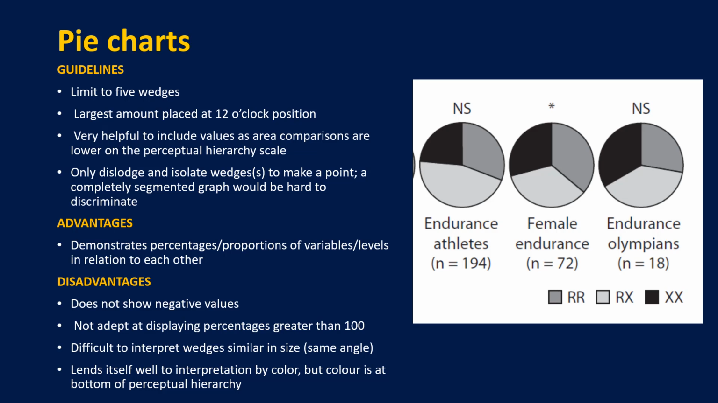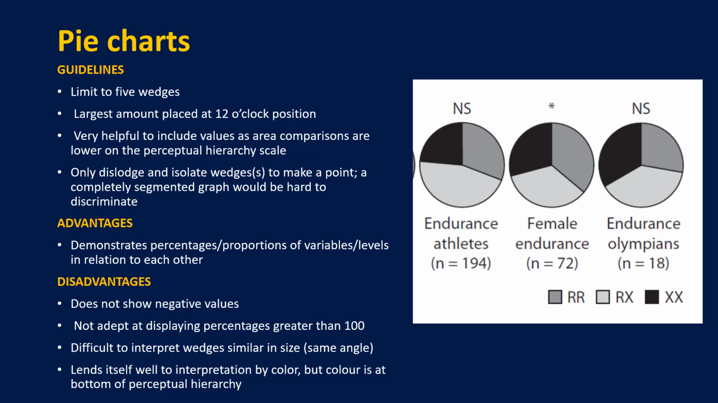You can, in software packages, dislodge or isolate wedges. You can pull them out to make a point. But don't do that with all of them. Do it with a slice that you think is fundamental to making a point, something really important about it. You can dislodge it from the pie. They're really good when you're trying to demonstrate things like percentages or proportions or levels, for example. Really useful in that example.